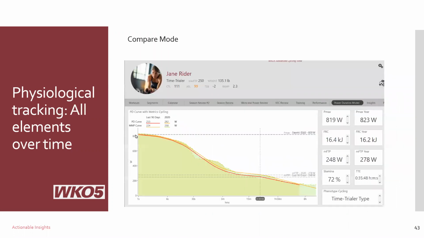Physiological, I'm also always tracking. I talked about this here. I'm actually comparing 2 time ranges. I guess I could have left this over here for you, but you can see the curve of the last 90 days against all of 2020.